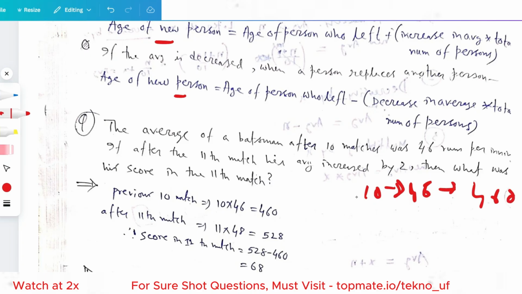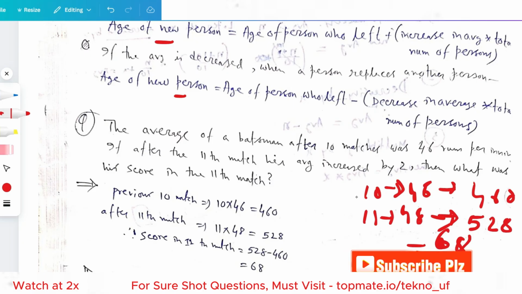And after the 11th match the average increased by 2, so that means the average becomes 48, and the total number of matches becomes 11. So the new total runs as of now will be 48 times 11, that becomes 528. So what is the increment in the runs? That is 528 minus 460, that becomes 68. So this number is the score in the 11th match.